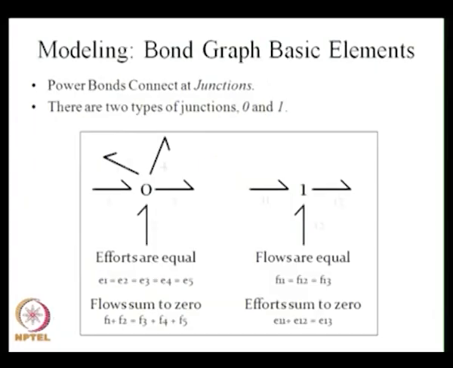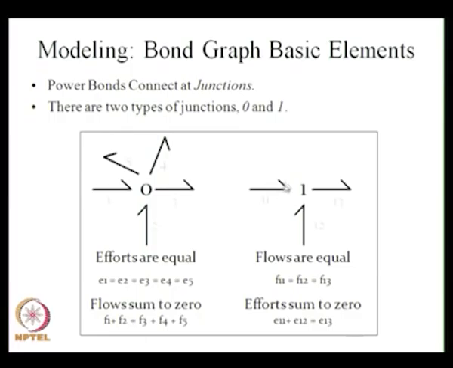We have two more elements which represent the junctions in the bond graph. Whenever you have a junction, that is, whenever you have different sources coming to one point and then it gets separated, that can be represented using bond graph junctions. So we have two kinds of junctions, one is known as a 0 junction, the other one is a 1 junction. The 0 junction is known as a common effort junction.